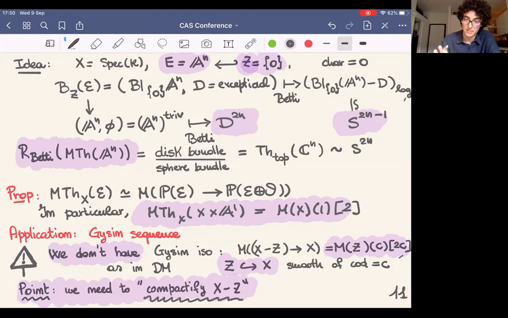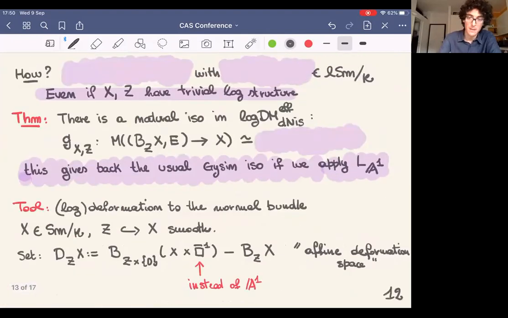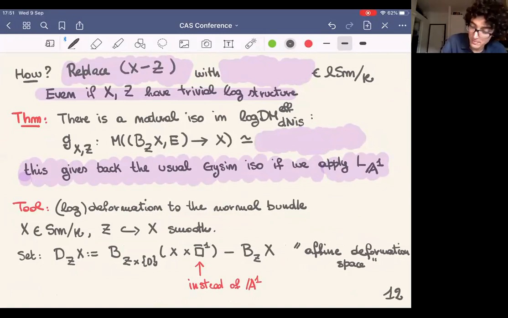Okay, and because this x minus z otherwise is not really a gadget that we can handle in our logarithmic setting. So you can guess what we do. So how? Well, we have to replace x minus z with the blow-up, B_Z X, E. Even if x and z have trivial log structure. So this is like a non-trivial operation, even if you consider schemes, like usual schemes seen as a log scheme with trivial log structure.